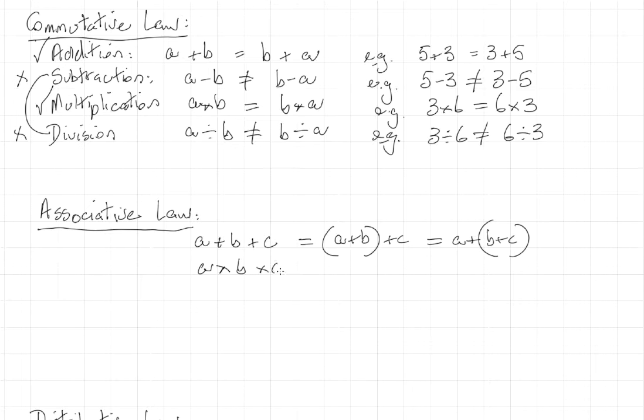It also holds for multiplication. A times B times C equals A times B, which we do first, and then multiply by C last. It's also equal to A times C times B. So for the associative law, when we've got three numbers connected by addition, it works. When we've got it by multiplication, it works.